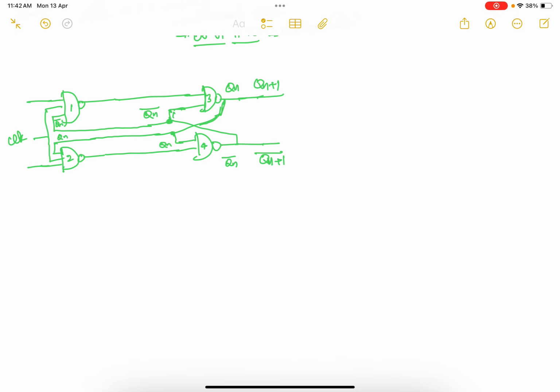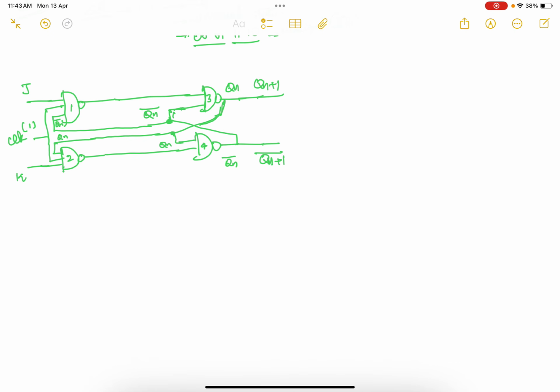Clear? So now for gate number 1, I have 3 inputs. One is J, another is the clock pulse, which is always high, that is 1, and another input is Qn bar. Similarly for gate number 2, there will also be 3 inputs. One of the inputs is K, another input is the clock, another input is Qn. Based on these 3 inputs, my output from gate 1 or gate 2 is going to depend.